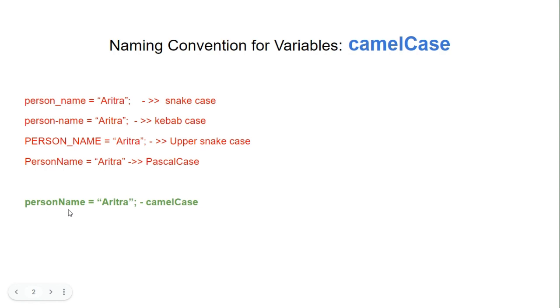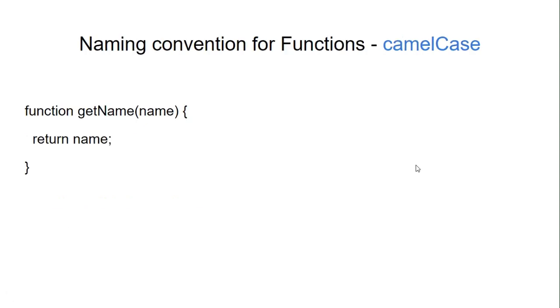a capital letter. Like the variables, the naming convention for functions should always be camel case as well. So whenever we are declaring a function name in JavaScript, we should always use camel case.